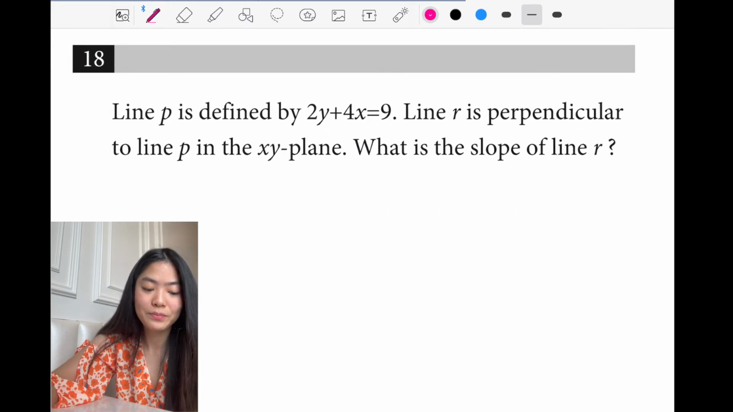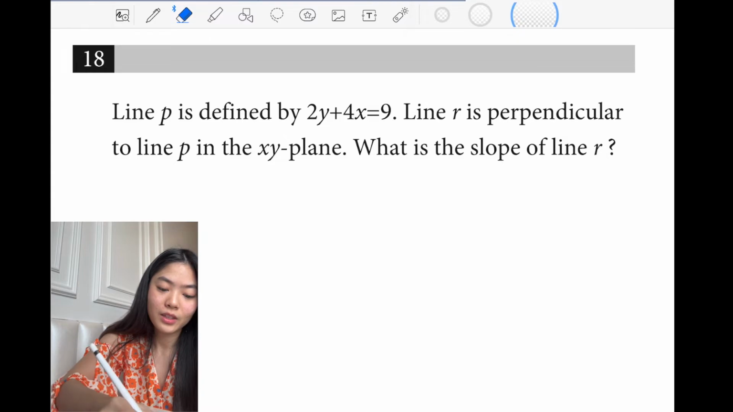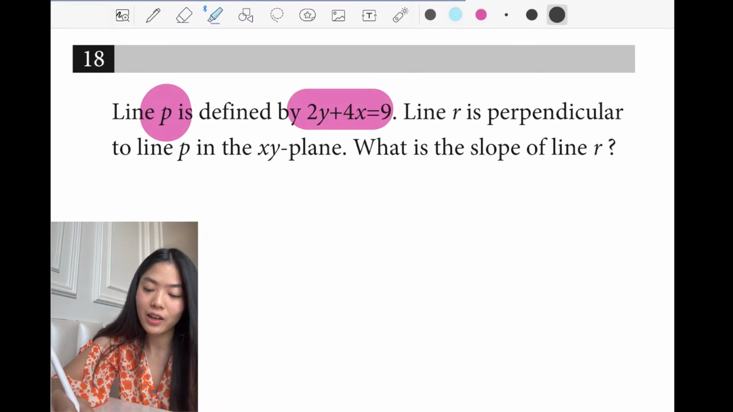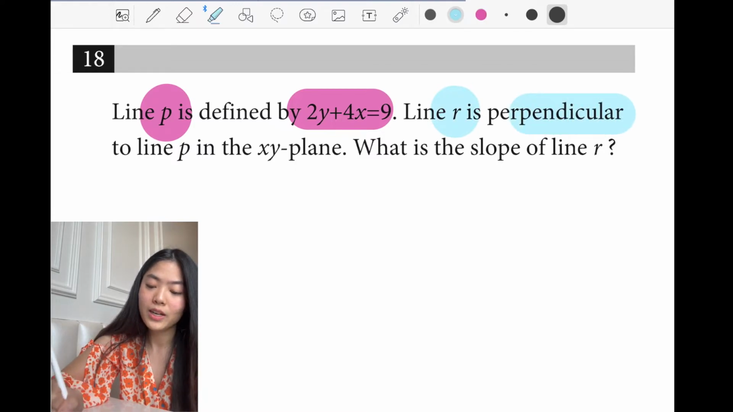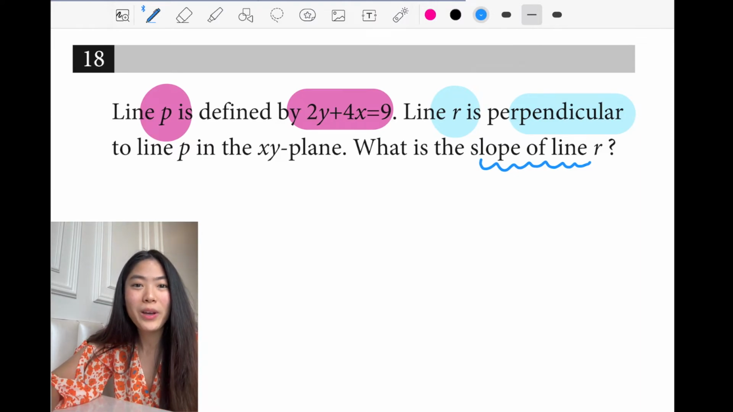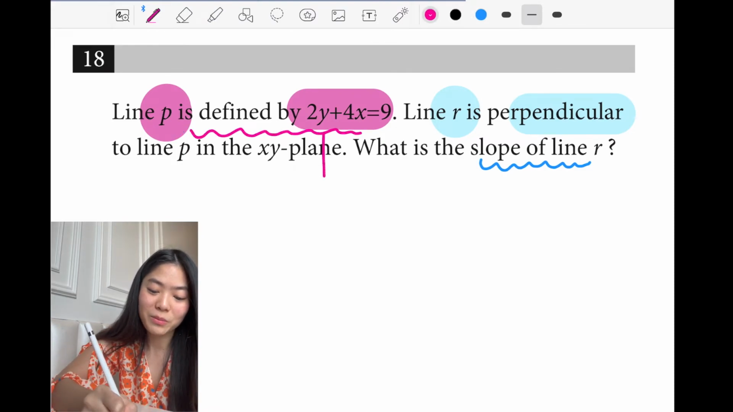Next, 18. Line P is defined by 2y plus 4x equals 9. Line R is perpendicular to line P in the xy plane. What is the slope of line R? Here is line P, and here is line R. The way we can find the slope of line R is to find the slope of line P first, by making y the subject.